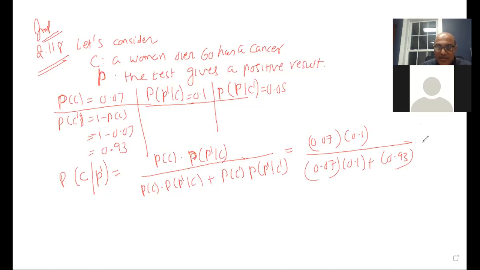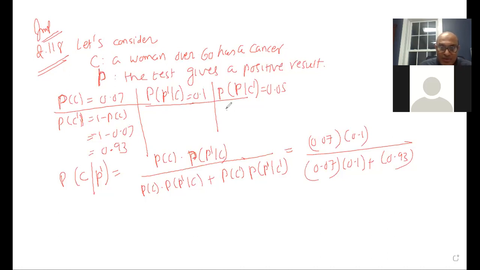And then after that, probability of P dash given C dash. Right, so probability of P dash given C dash is this one. So that is equal to 1 minus probability of P given C dash.